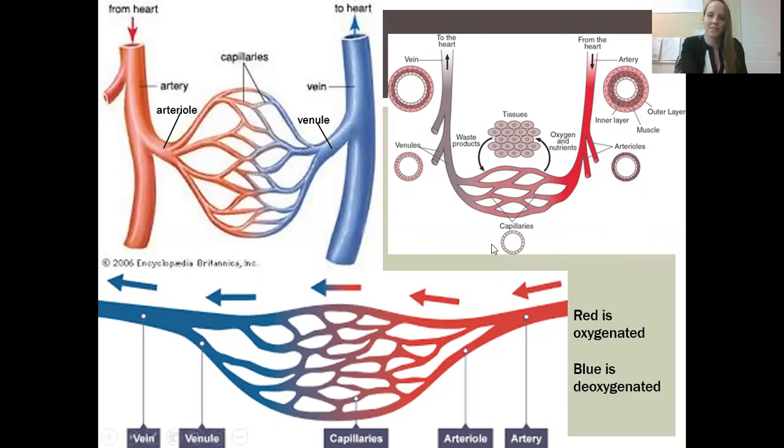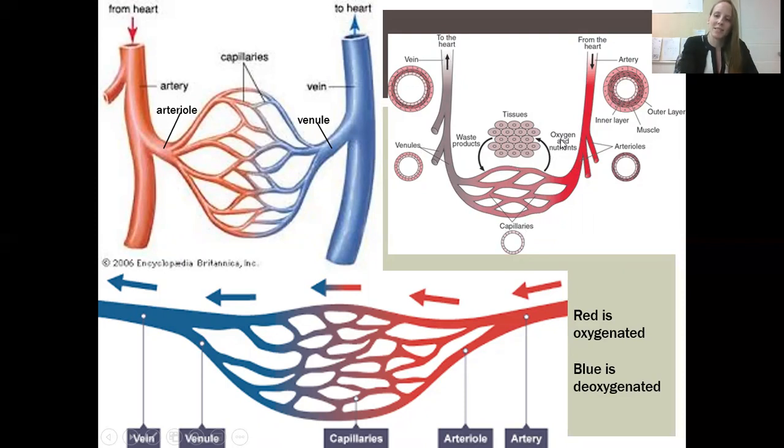This is the same kind of image over here. So this is the artery coming away from the heart. As you can see, it has really thick walls, lots of layers. That's going to branch out further into the arterioles, which have narrower walls, which branches out into the capillaries, which have only one layer of cells. And then those are going to come together to form the venules and then the veins.